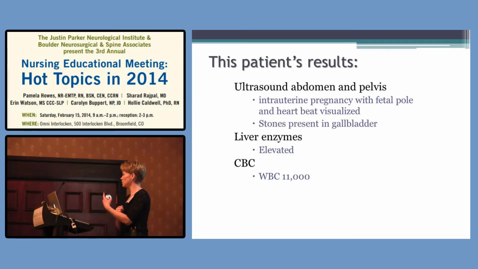Okay, so she has an intrauterine pregnancy with a good fetal heartbeat. Yay! So she's pregnant with a successful pregnancy. Okay. Her liver enzymes are elevated. Can they do that in pregnancy? A little bit, yeah. Yeah, and she's got it. And her white blood cell count, though, is 11,000. Okay, what has she got going on? Something. What do you guys think her story is?